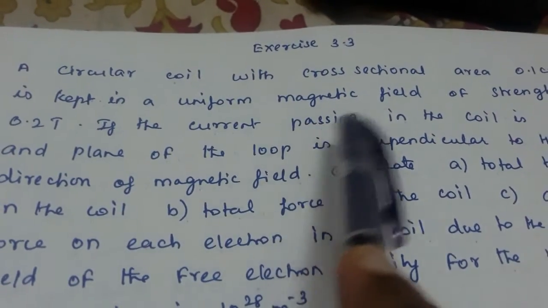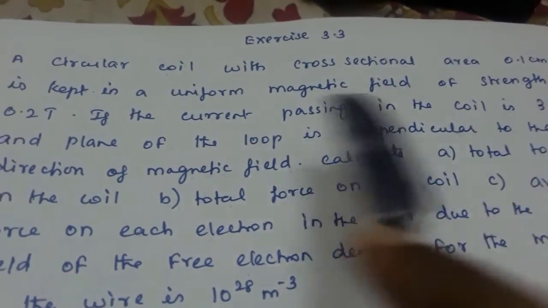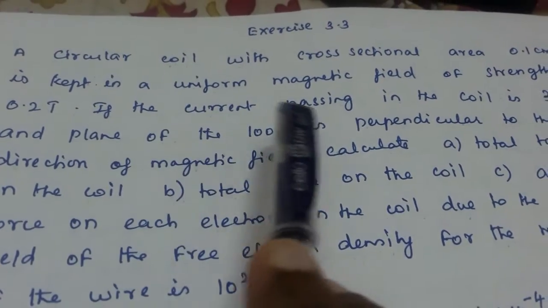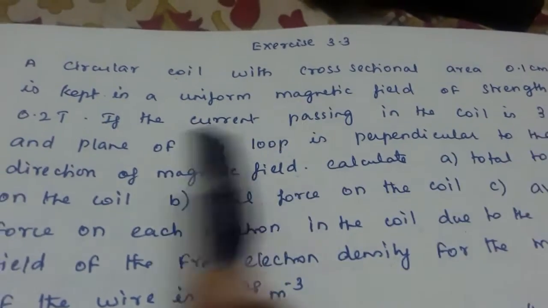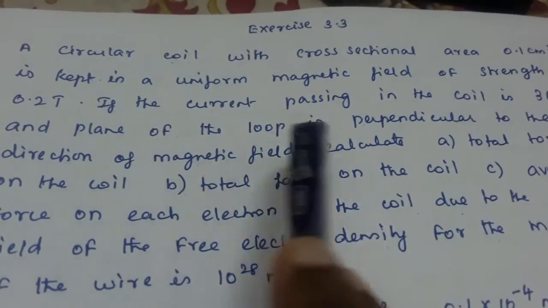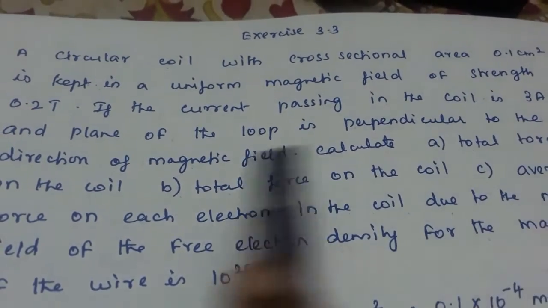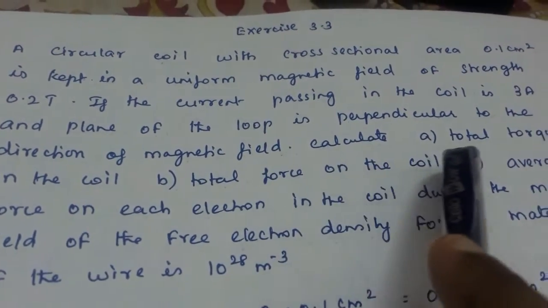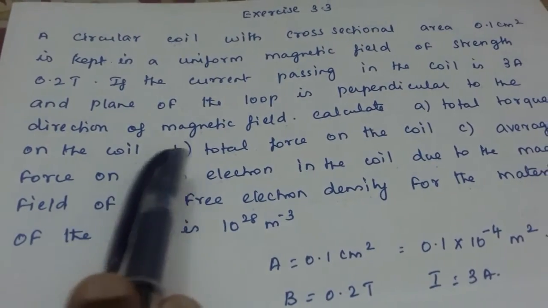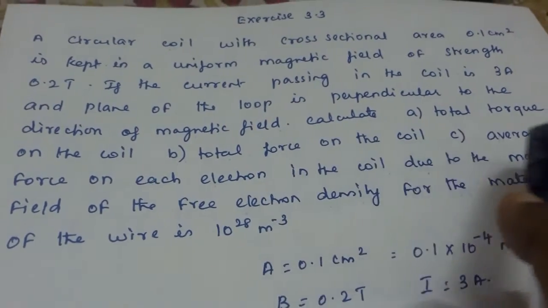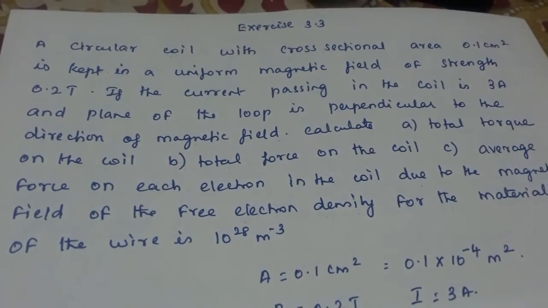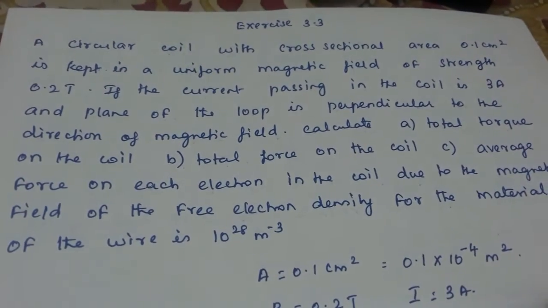A circular coil with cross-sectional area of 0.1 centimeter square is kept in a uniform magnetic field of strength 0.2 Tesla. If the current passing in the coil is 3 ampere and the plane of the loop is perpendicular to the direction of magnetic field, calculate the total force of the coil. Total torque of the coil.